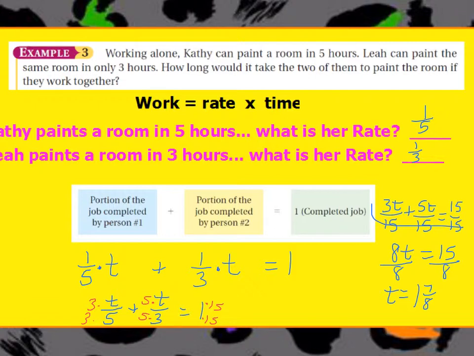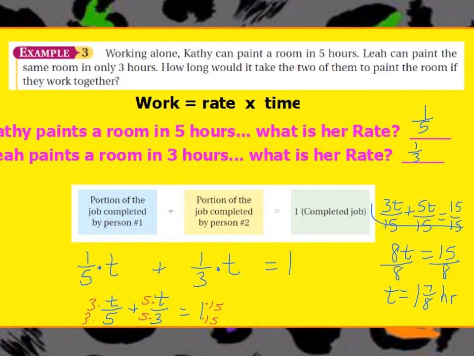And then let's think about what we just found. T is time, so it's 1 7/8 hours. And if you recall, T was the amount of time I was going to have each person work and be painting. So that's the time that they have to work. And so when it asks how long would it take the two of them to paint the room if they worked together, it would take them 1 7/8 hours.